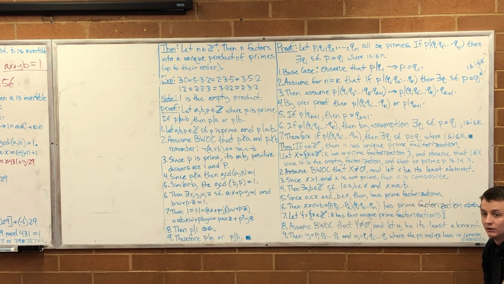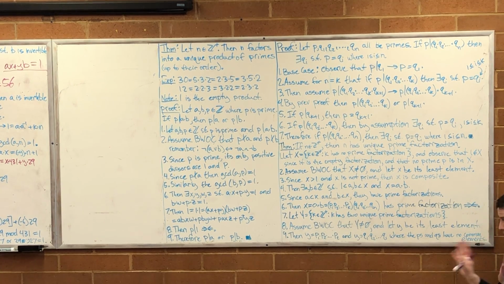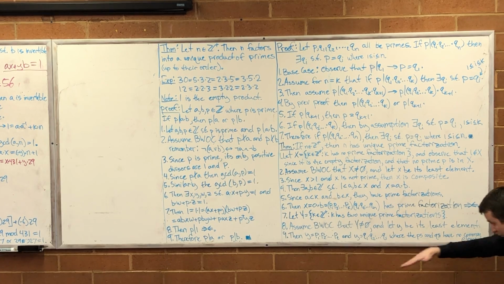Follow me there so far? Right. So far, all we have shown is that every positive integer has a prime factorization. Now we need to show it's unique. So it's kind of like we're starting a new proof now.